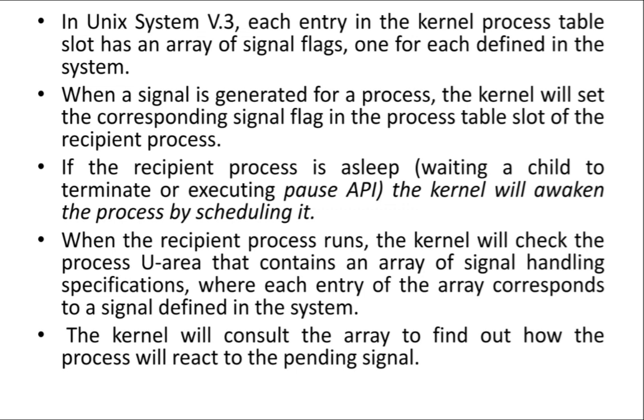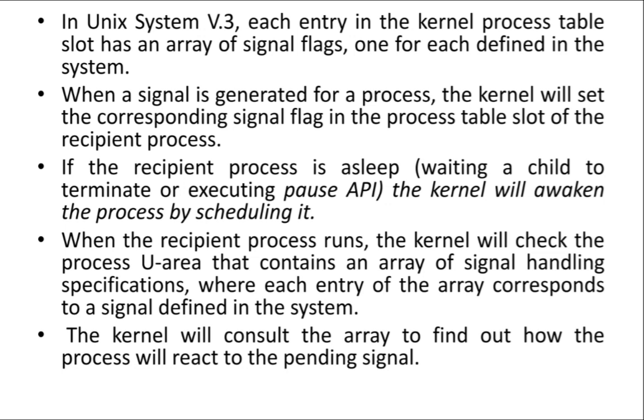In Unix System V3, each entry in the kernel process table slot has an array of signal flags. That means the kernel maintains the process table, right? Every process will have the table. The process table contains the process ID, and also all the other details related to the process will be there. In the process table, we have a separate array for signal flags, one for each signal defined in the system. So what I am trying to say is, in the process table, the array of signal flags is also maintained. That means all the signal flags will be maintained in the process table.